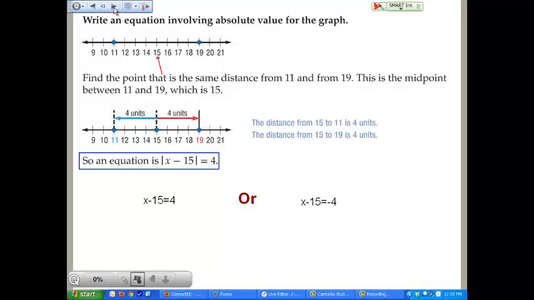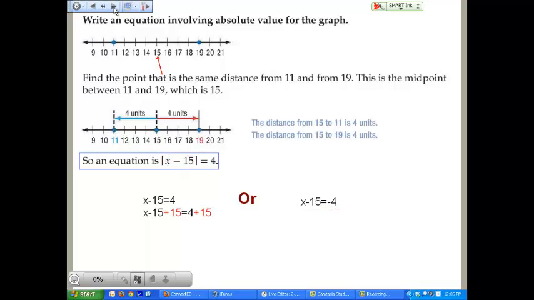Now, if you were to work those backwards, proving your answer, you could say that x minus 15 therefore must equal 4, or x minus 15 must equal negative 4. Because remember, the number that's inside the absolute value could be positive or it could be negative. So it could equal a positive 4 or a negative 4. And that's what we did. We set it equal to a positive 4 and we set it equal to a negative 4. From here, we can work it out.